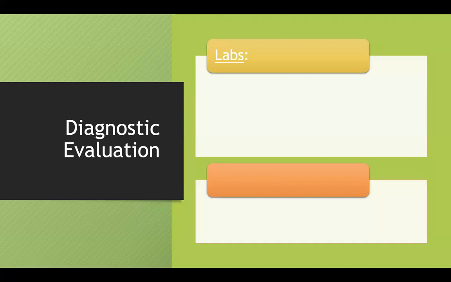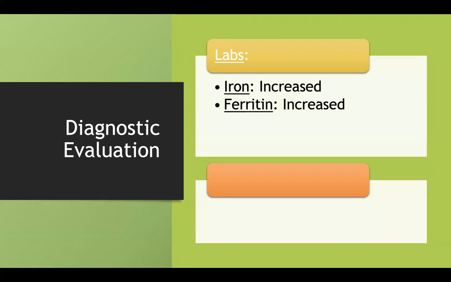So how do we evaluate whether somebody has hemochromatosis or not? So on laboratory studies, if we take somebody and give them an iron panel, they want you to know what laboratory markers are going to be shown. So it shouldn't come as a surprise that your iron levels will be increased in a condition like hemochromatosis, because there's no counter-regulatory mechanism to turn off the iron, essentially. Your ferritin, which is the storage form of iron, will also be increased.